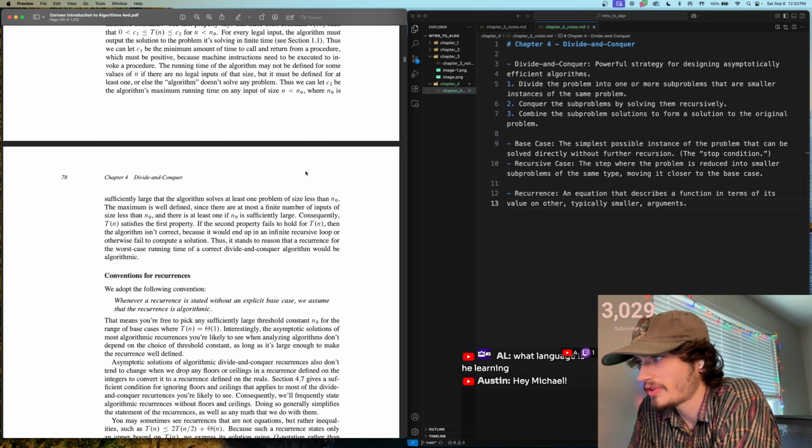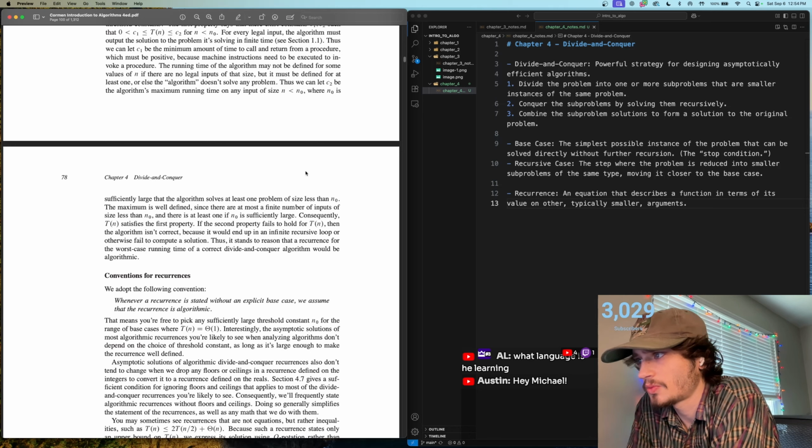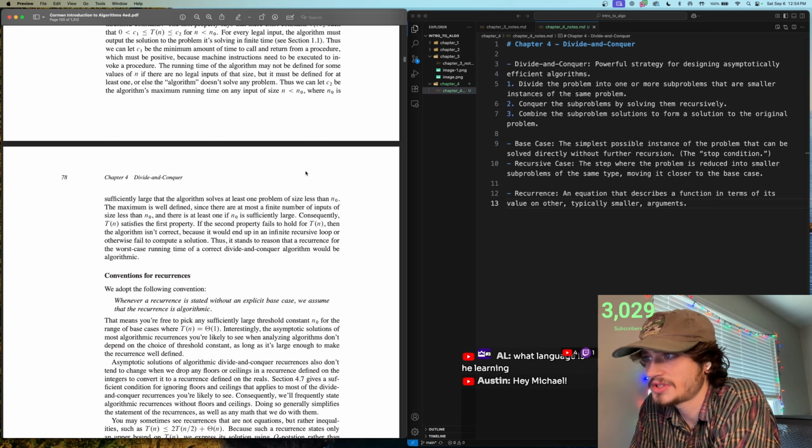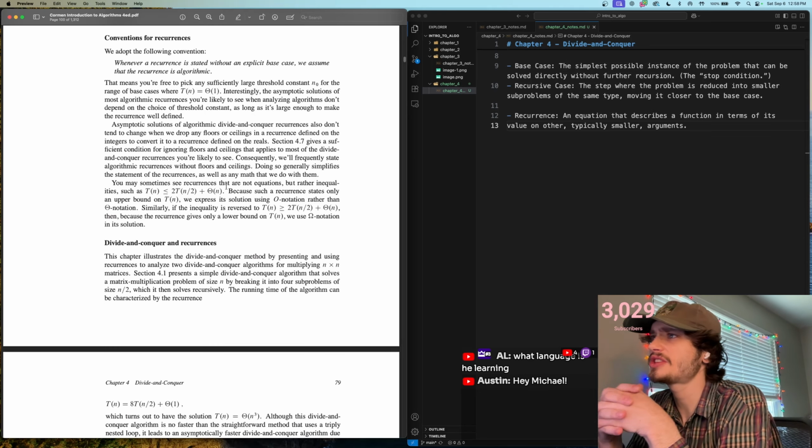If the second property fails to hold for T(n), then the algorithm isn't correct because it would end up in an infinite recursive loop or otherwise fail to compute a solution. Thus, it stands to reason that a recurrence for the worst-case running time of a correct divide-and-conquer algorithm would be algorithmic. Conventions for recurrences.